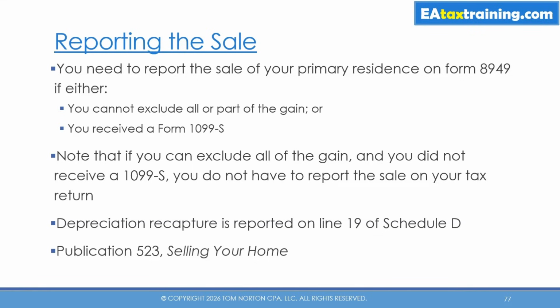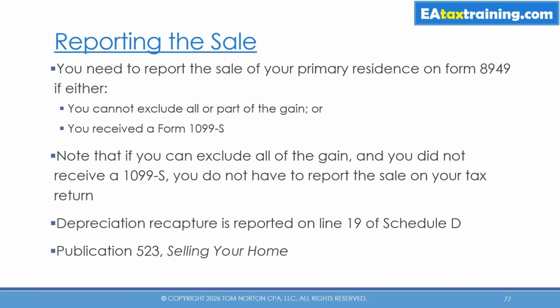So if you're selling a house, one of the questions they're going to ask you, and you're going to have to sign, is that I have owned this house for at least 2 years out of the last 5 years, and I have lived in this house as my primary residence for at least 2 years out of the last 5 years, and I have not excluded any gain from any other primary residence in the last 2 years. So they'll actually have you sign stating that. If you do that, they will not issue you a 1099-S. So if you don't get a 1099-S and you exclude all of the gain, you do not have to report the sale of your home on your tax return.